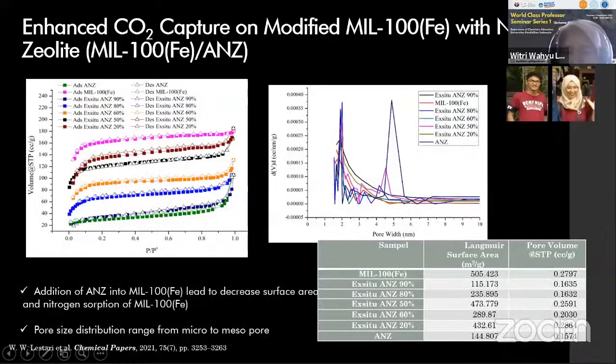And what is related to this capacity is actually the pore volume and surface area of the material. After we combine these two different materials, the zeolite and the MOF, there is an adjustment between the pore size and surface area of this material with the carbon dioxide, and the pore size distribution ranges from macro to mesopore.